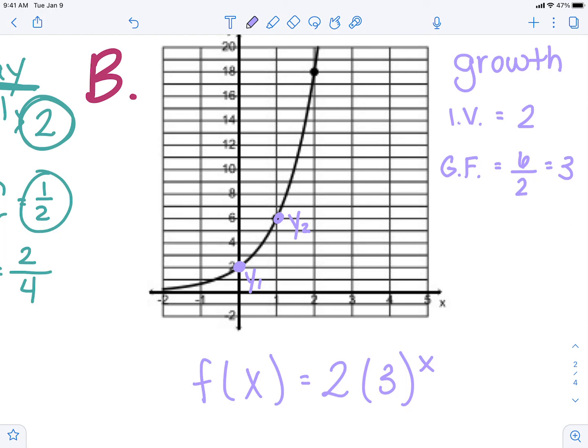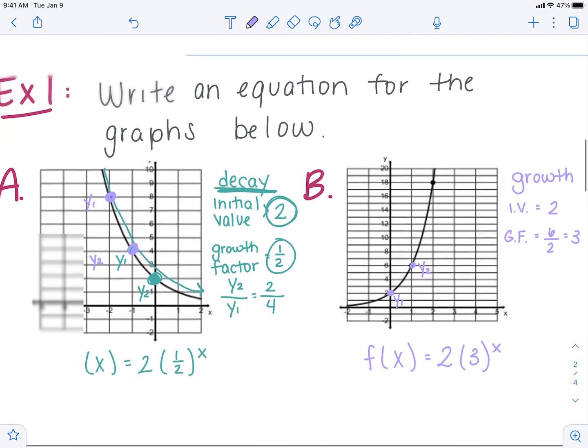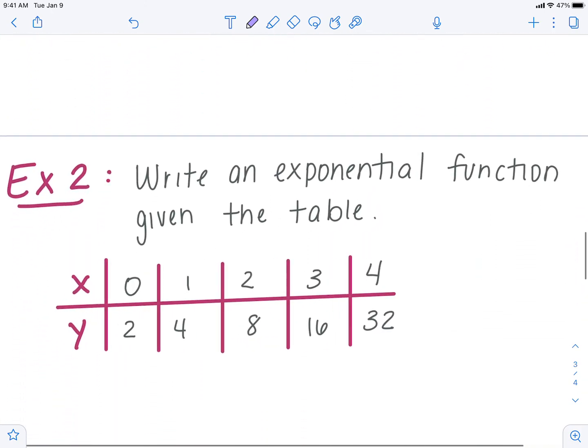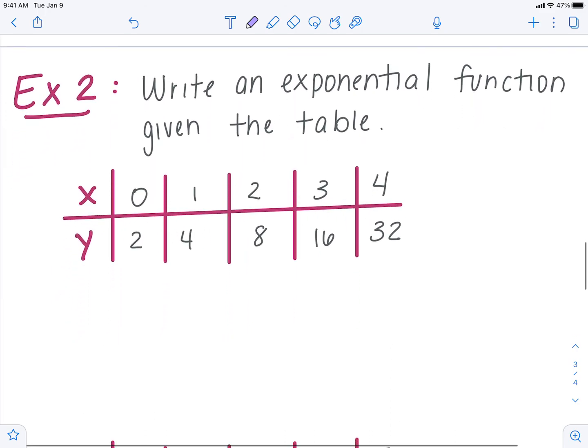Not bad? No, but it's going to get worse. We're going to look at tables. I personally like the tables better. I don't know, because you can see the pattern right away, because you see the numbers, instead of having to pick out the points and then find your growth factor. I think the tables just make a little bit more sense, because as soon as you look at that table, you can see your y values are 2, 4, 8, 16, 32.